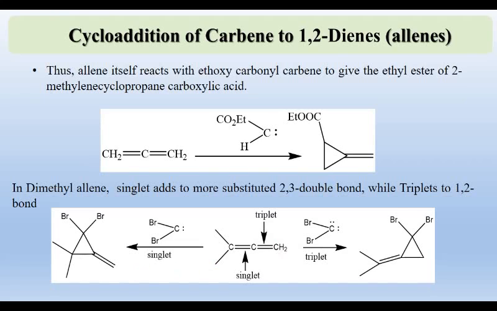Here it is dimethylallene. It has been proposed as a useful probe for carbene multiplicity, since singlet carbene is added to the more substituted 2,3 double bond. It is the 2,3 double bond and singlet will be added to this double bond, while the triplet will be added to the 1,2 double bond. And in both cases, different products are obtained.